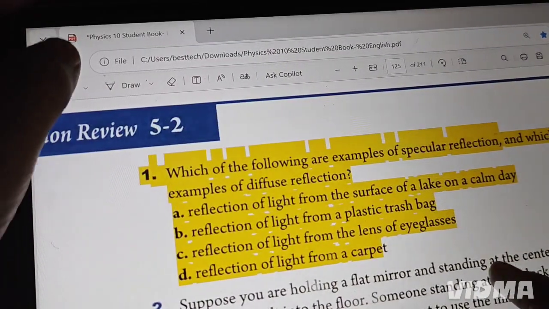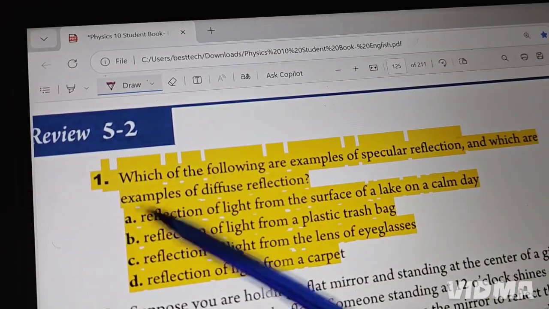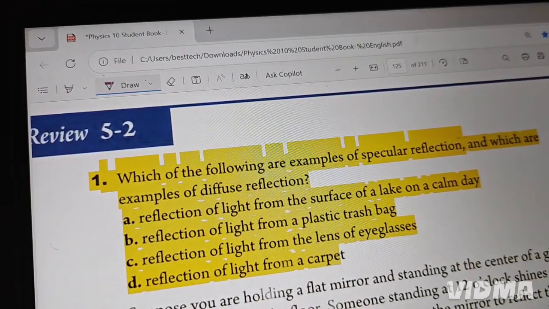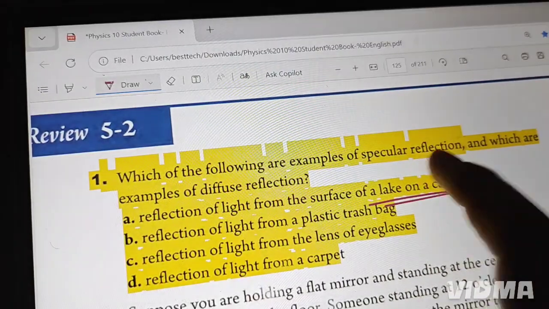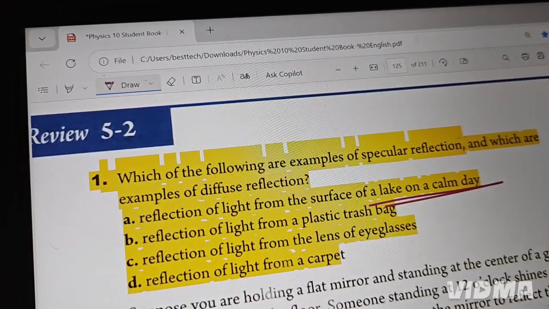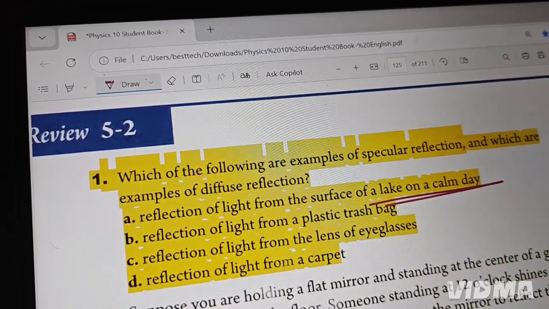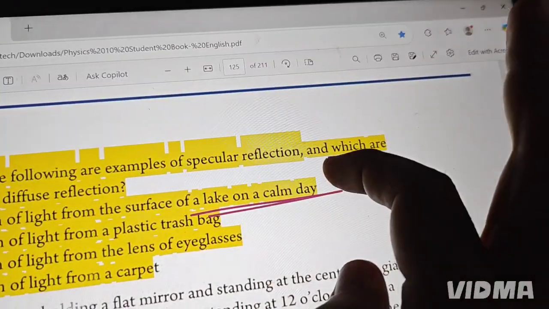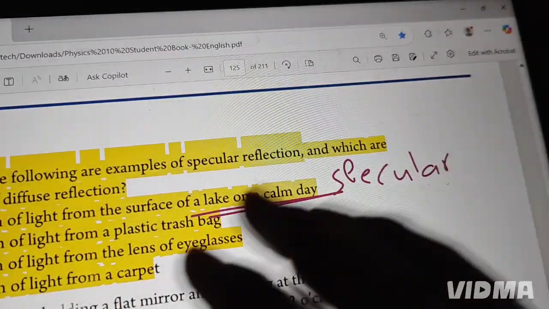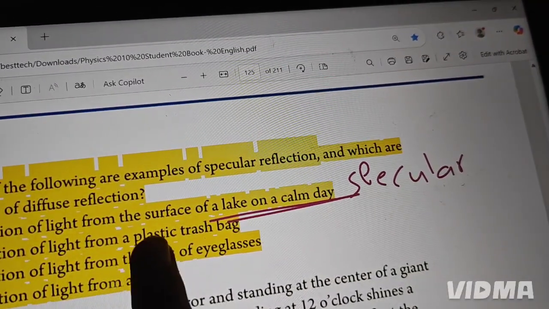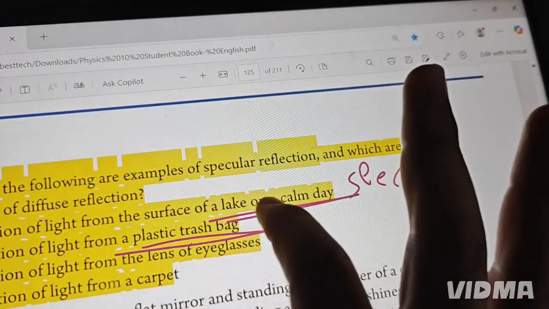Section review, chapter 5, section 2. Which of the following are examples of specular reflection, and which are examples of diffuse reflection? Light from the surface of a lake on a calm day. The surface of the ocean is smooth, so this is specular. The second one, reflection of light from a plastic trash bag. The trash bag is rough, so this is diffuse.